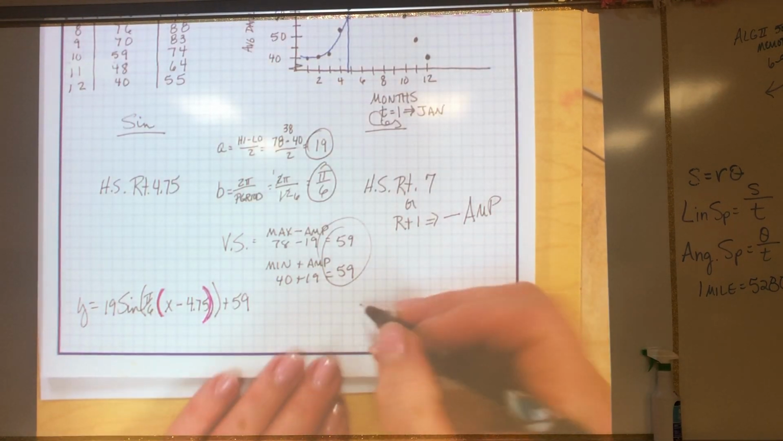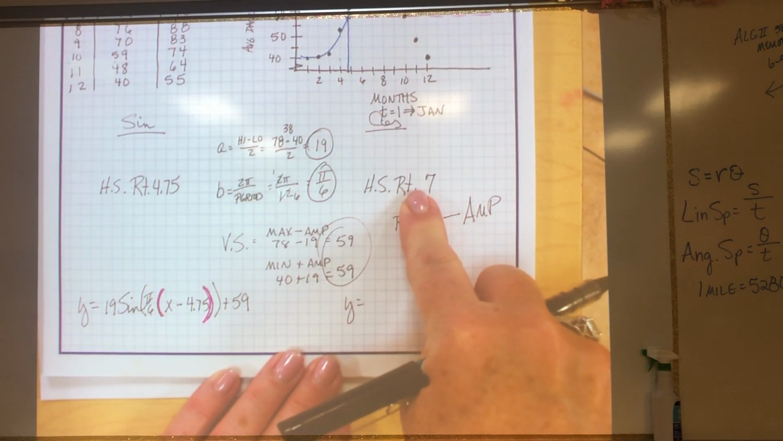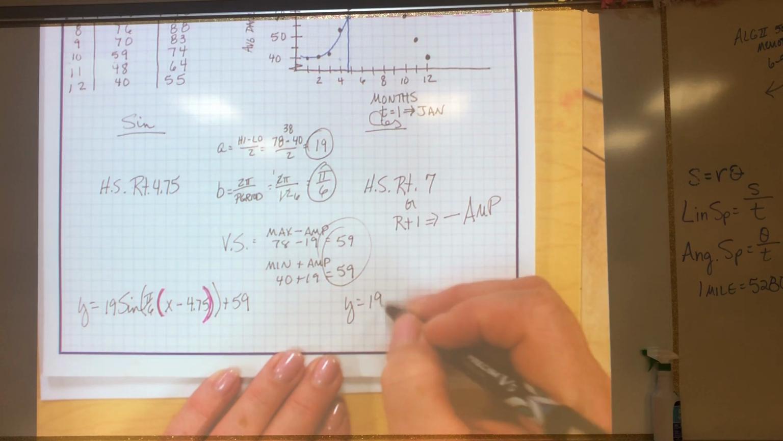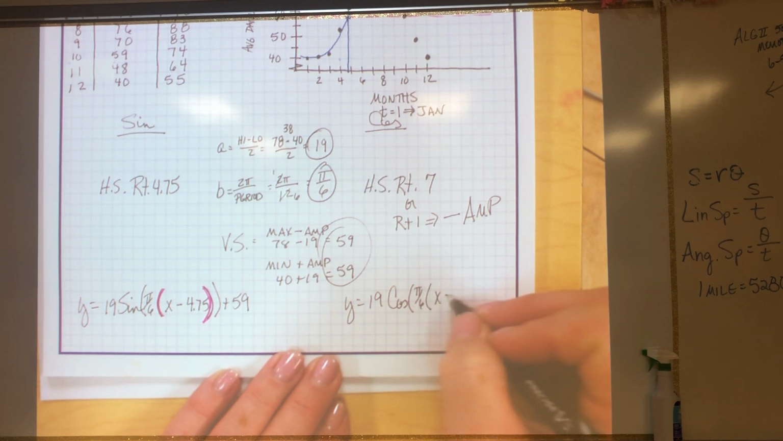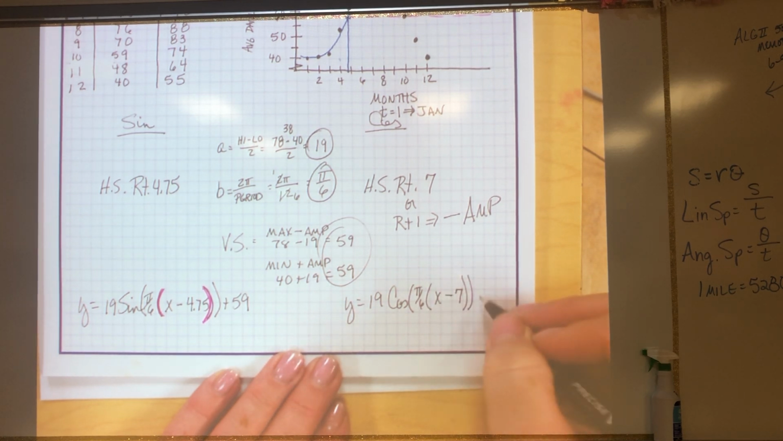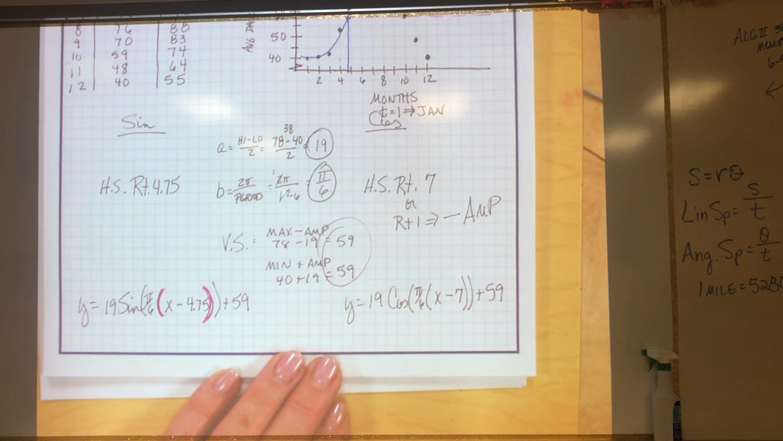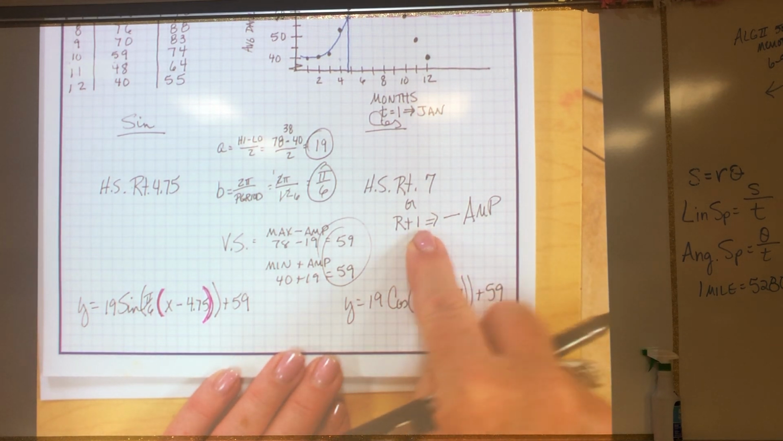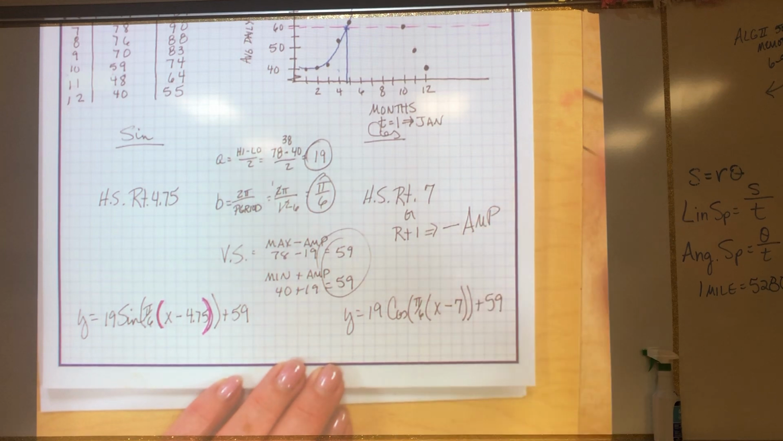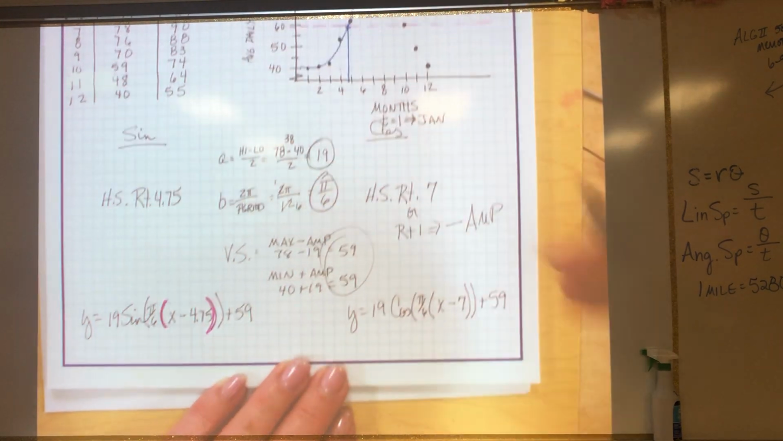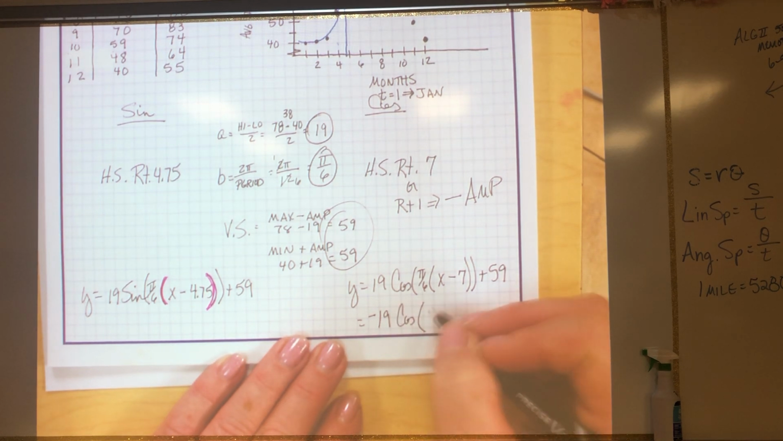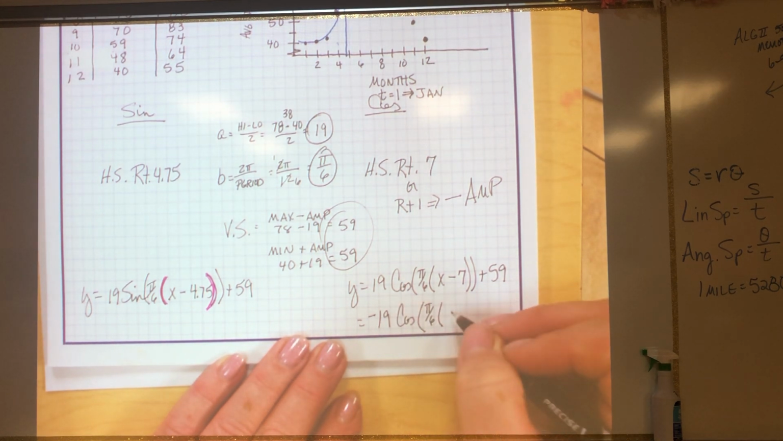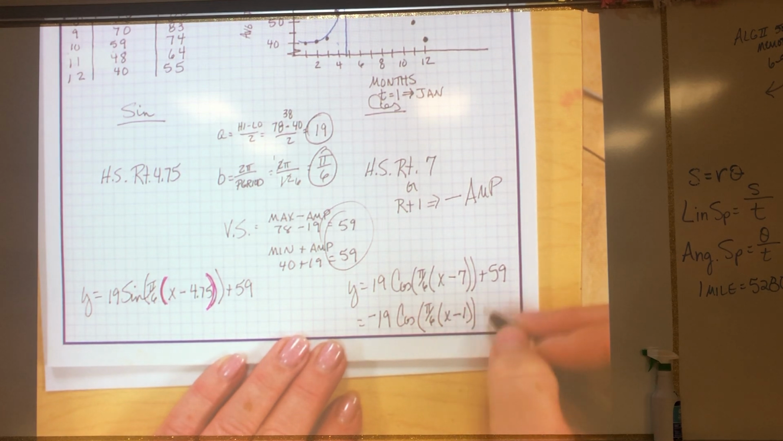My cosine curve can be either one of these. This first one looks like this, 19 times the cosine of pi over 6 times x minus 7 plus 59. Yep. Or if I use my right one, I have to put a negative on the amplitude to flip the curve and make it start at the bottom instead of at the top. So that's a negative 19 times the cosine of pi over 6 times x minus 1, thank you, plus 59.